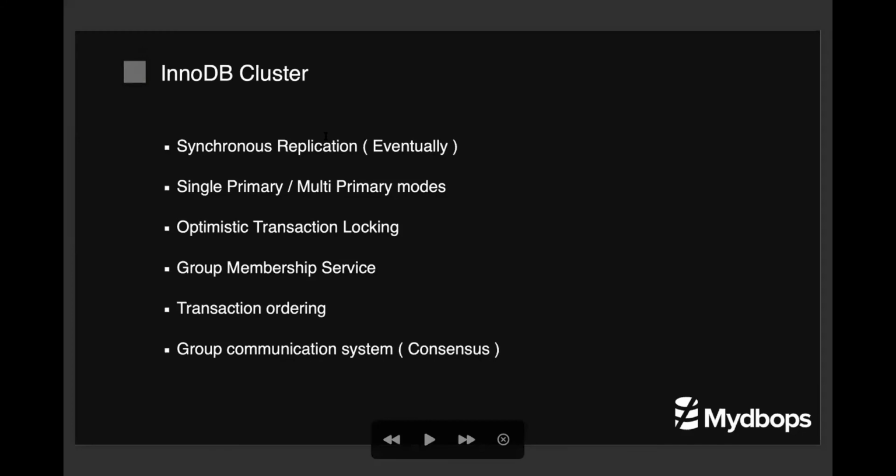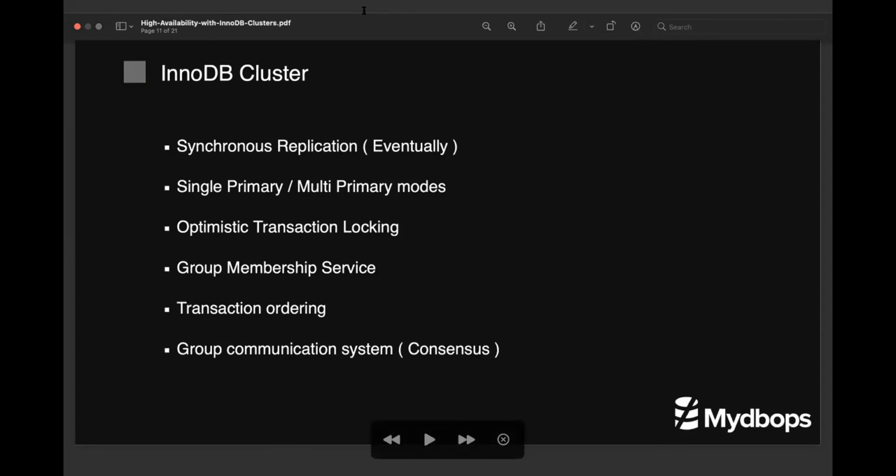And group membership service. We call it a group view. When we have a two node setup, it has such a view or a state. Only based on the view do you propose or receive transactions. But when you add a node or remove a node, these views get changed dynamically. That's the group membership service. Transaction ordering: even though you accept writes from multiple nodes, the transaction order is primary.